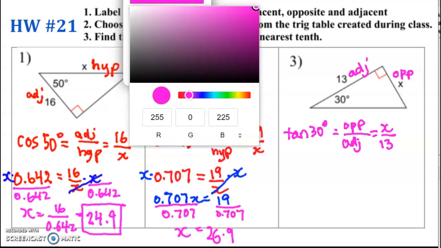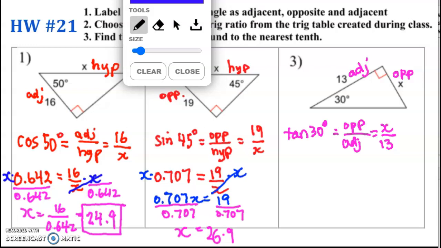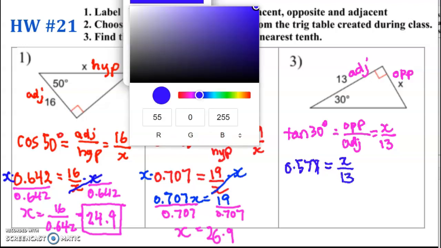So we have tangent of 30. What is tangent of 30? If I look at my ratio table, which you should figure out as homework, it is 0.577. So 0.577 is going to be equal to x over 13. So how do I solve for x now? I need to multiply both sides by 13. This is much simpler because the denominator is 13. So then this just goes away.